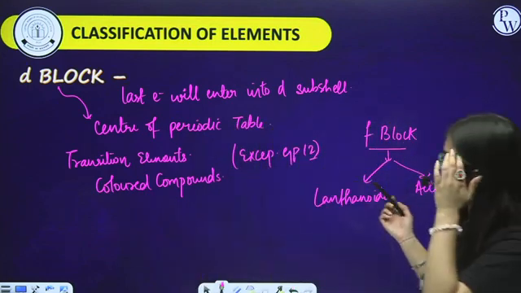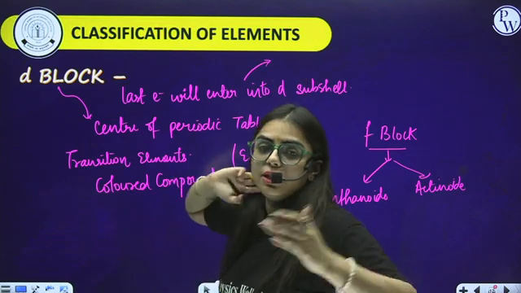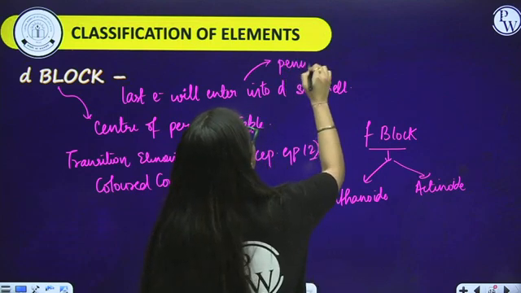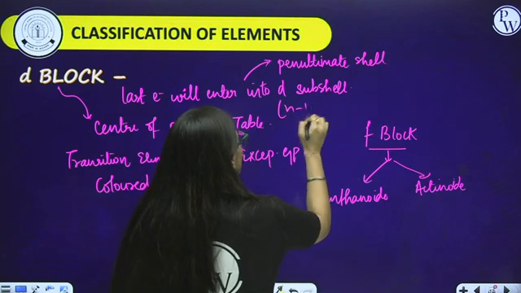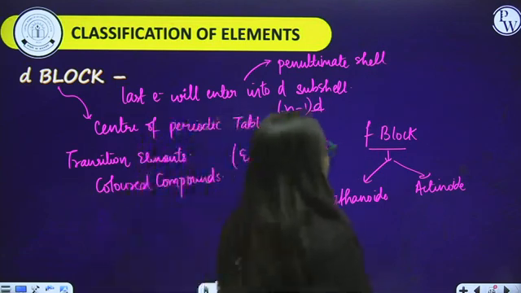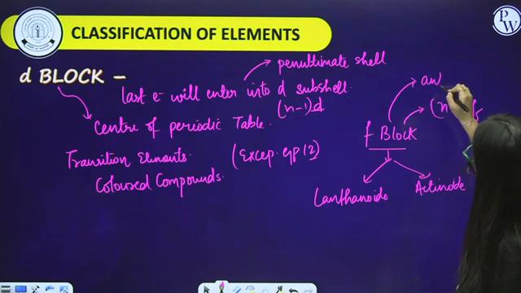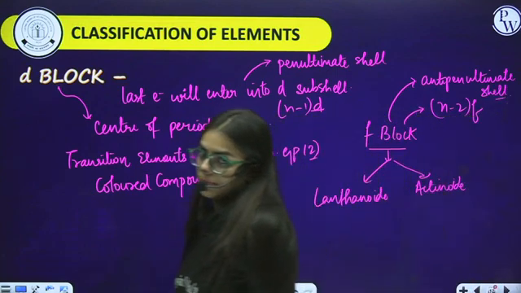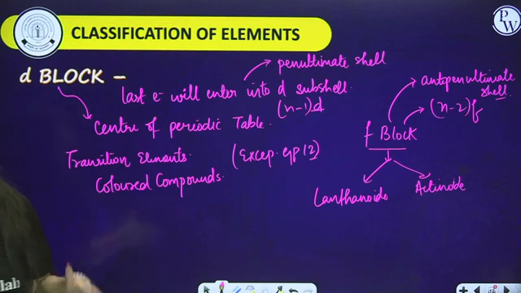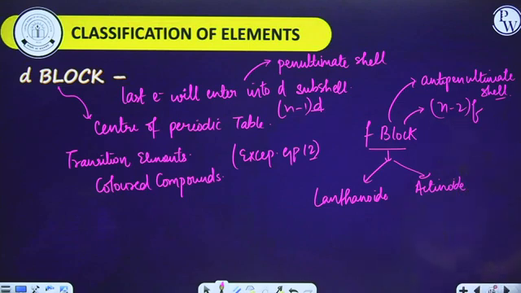If I talk about the F block, the last electron will enter into the F subshell, not the D subshell as in D block. In other words, D block electrons enter the penultimate shell. Why? Because we never write just D, we always write (n-1)d. And in F block, we write (n-2)f, so this is the anti-penultimate shell. In F block, the last electron will enter into the F subshell. Quite clear, everybody? Kindly write it down.